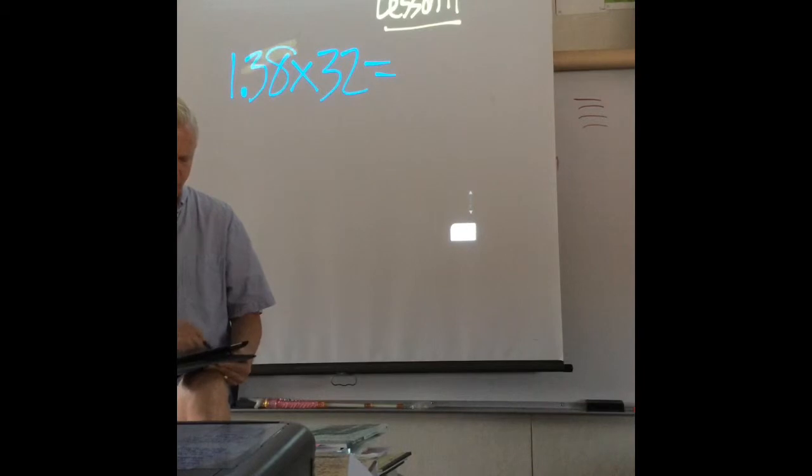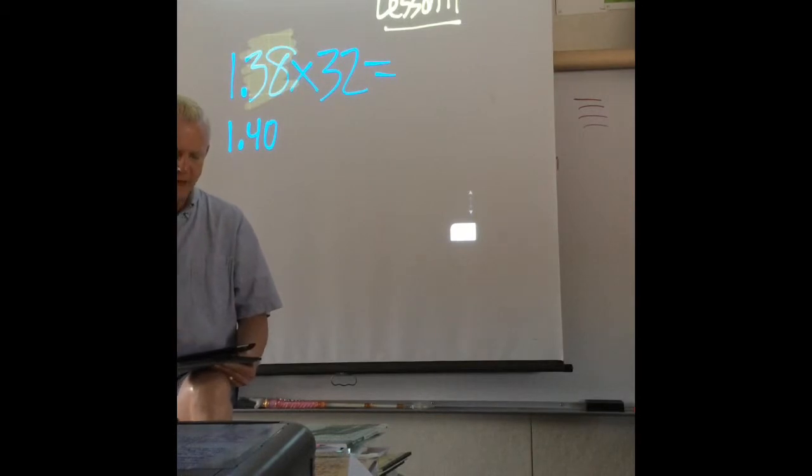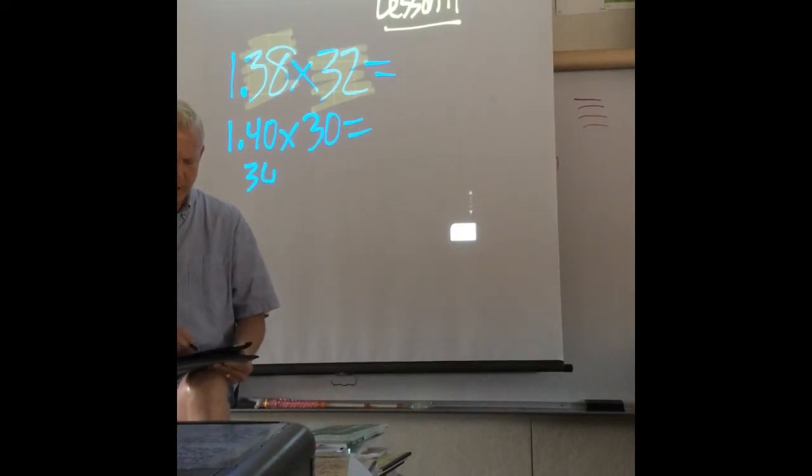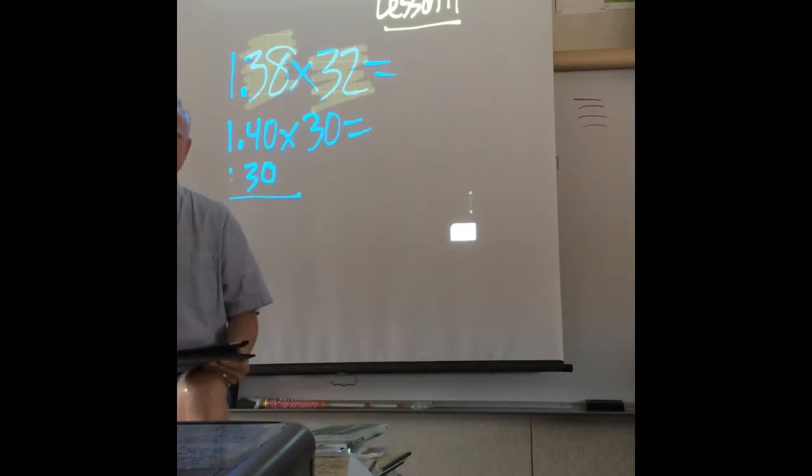Well, we probably want to take this part right here, the 38, and let's turn it into another number. So let's make it 1.40, shall we? And what do we want to estimate for the 32? I think we should go with 30. How's that sound? Good? All right, so we take our 30, we write it right below. This way, the vertical method of multiplication is a lot easier.